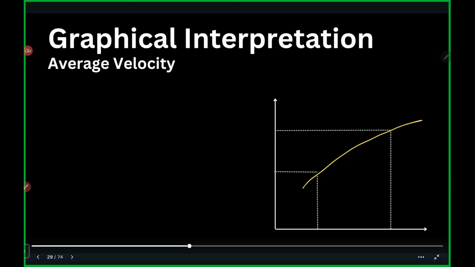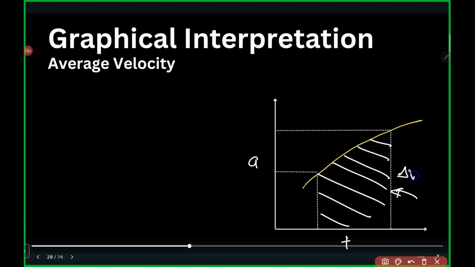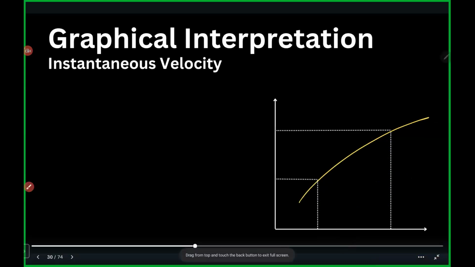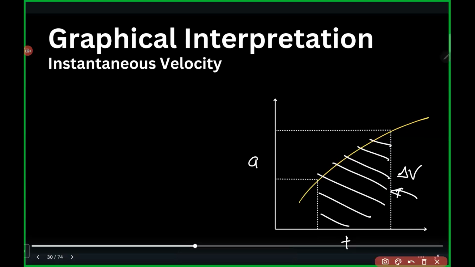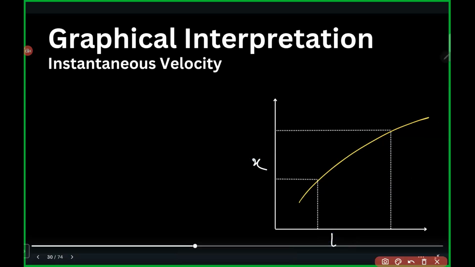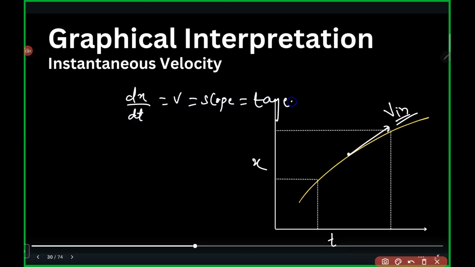See, suppose this graph is acceleration versus time. Whatever the area under the curve is, it will give you the change in velocity. In an acceleration versus time graph, the area inside the graph gives you change in velocity, not average velocity. Similarly, suppose this is an x versus t graph. If you draw a tangent at any point, you get the instantaneous velocity. You know that already, because dx by dt is your velocity, and it also gives the slope, and slope you generally get from a tangent. Whenever you draw the tangent, you get the slope.